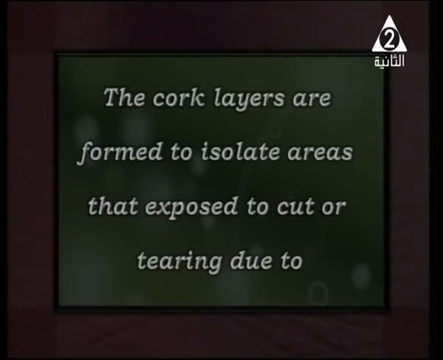Okay, let me show that. We have a part of the plant. If you have a sharp tool and you cut a part in the stem of the plant, or you cut a part in any of the branches of the plant, then as soon as you make this cut, the cork layer wants to isolate the cut part, or the infection that you caused, away from what? From the whole plant. This is the meaning of isolating an area that is exposed to cut or tearing.